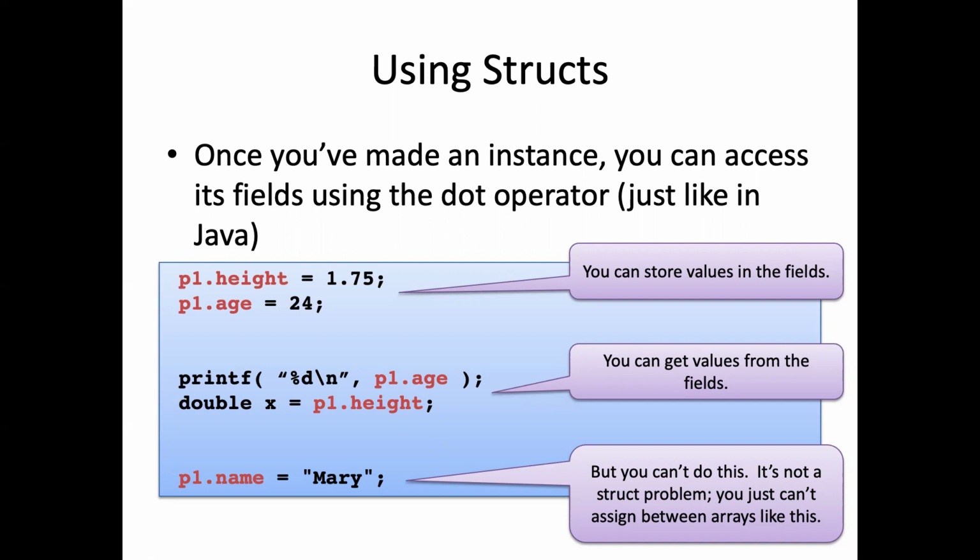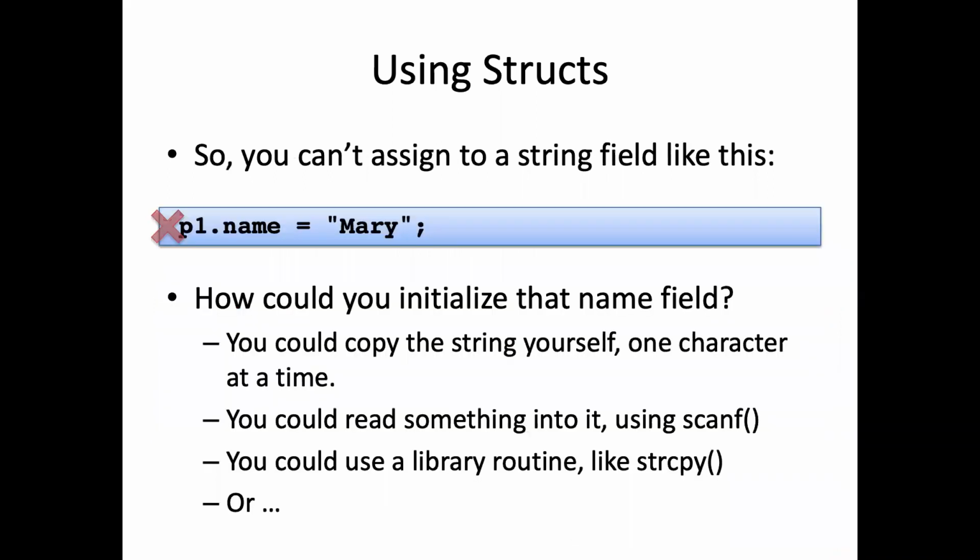I think of it as a string, but it's really an array of characters. So you already know you can't assign something to a whole array at once. So once I've made P1, I can't set its name field by just assigning to that. That wouldn't have worked with any array in C. So it doesn't work with an array that's inside a struct. So I can't do what I'm showing up at the top of this slide. I can't just assign a string to the name field.